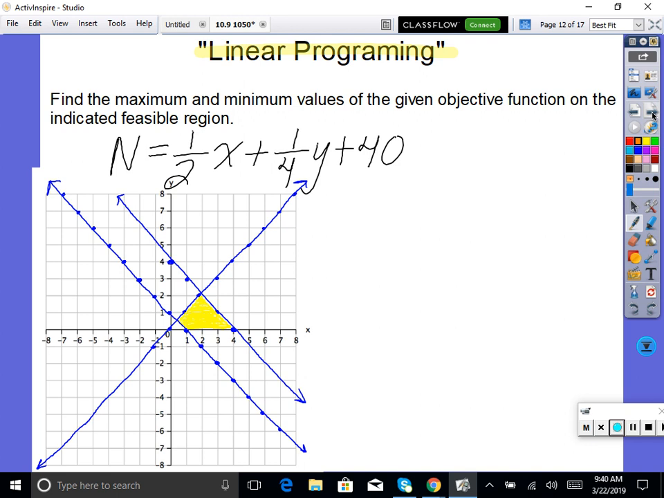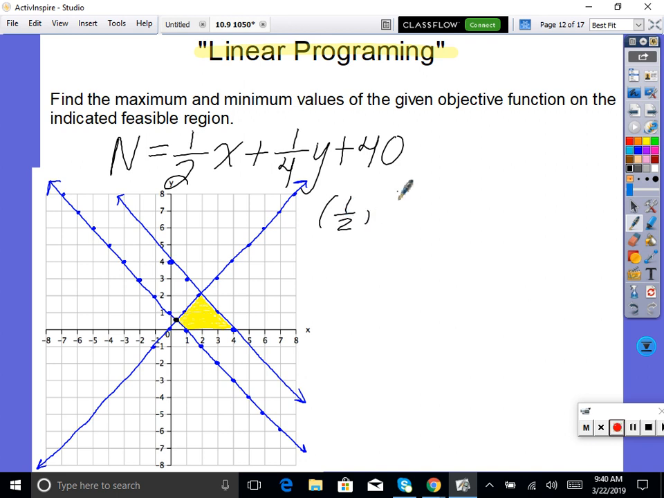So if you look at this, guys, the maximums and minimums are always going to happen at the vertices. So what you're going to do here is find all the vertices where the solutions intersect. My first vertex is over a half, up a half. I would write that down.